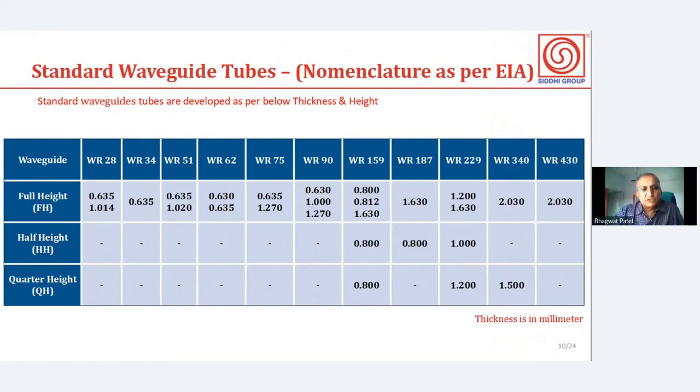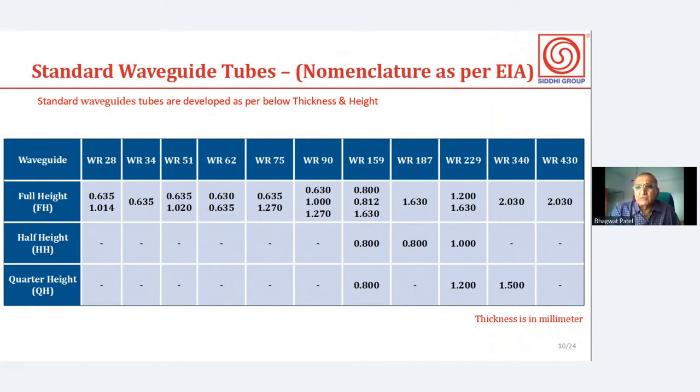Here we have developed 0.635 thickness for the Space Application Center. Sometimes for ground applications and other applications, people ask for higher thickness, so we have developed higher thickness also. So WR28, similarly all varieties of the waveguide. This table shows the permutation and combination of size, including the width and height, with thickness, as well as the height type of the waveguide: full height, half height, and quarter height.